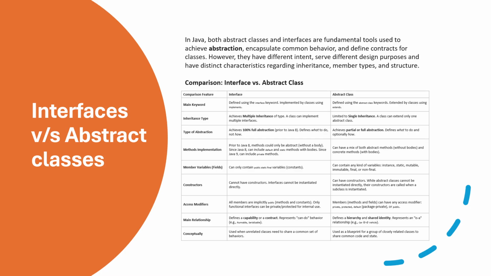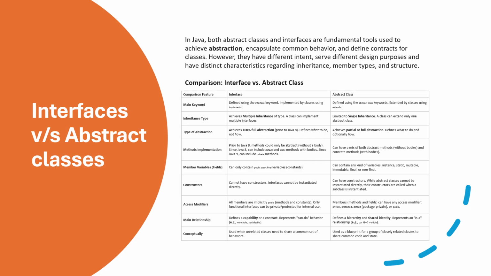So, in Java, both abstract classes and interfaces are fundamental tools provided to achieve abstraction, encapsulating common behavior, and define a contract for the classes. They have different intents, serve different design purposes, and have distinct characteristics regarding inheritance, member types, and structure. So here I am presenting a comparison of interfaces and abstract classes based on different features.